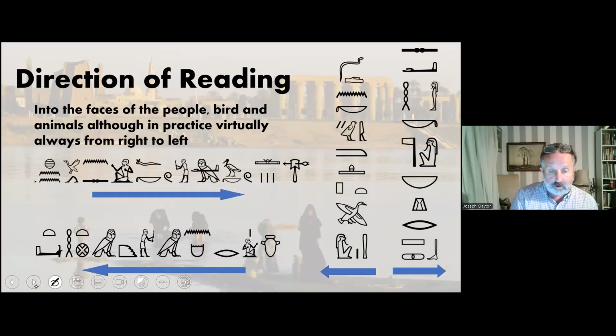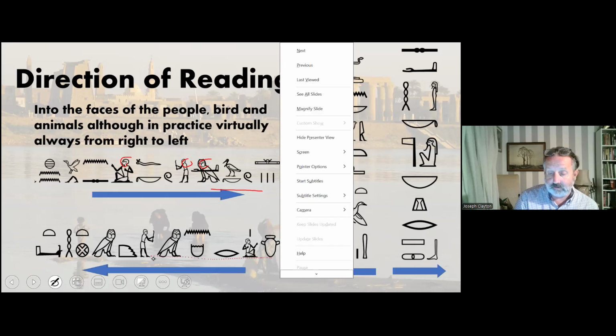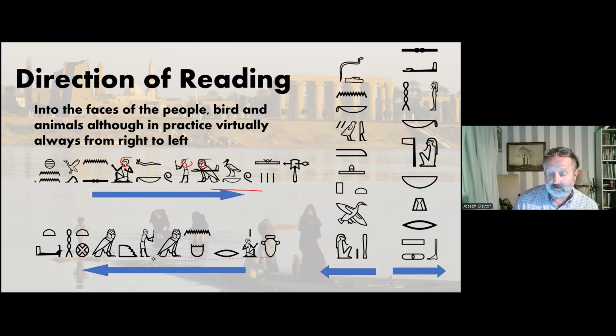Very simple. We'll start with the direction of reading. You read into the faces of things, if they've got faces, or legs, or whatever, or birds which have got faces as well. Whichever way they're facing, you read into them. So in this one, we've got a man here, a bird here, another man. They're all facing left, so you read from left to right. This one, on the bottom, they're all facing the other way, so it's right to left.